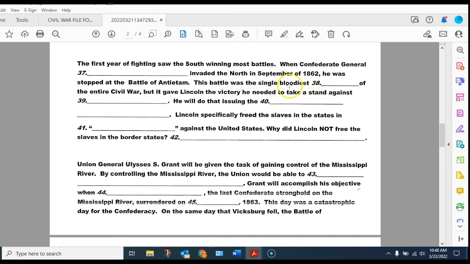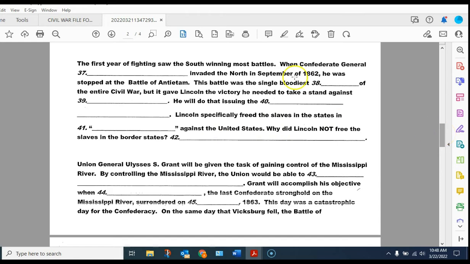This battle was the single bloodiest blank of the entire Civil War, but it gave Lincoln the victory he needed to take a stand against blank. He will do that issuing the blank. Lincoln specifically freed the slaves in the states in blank against the United States. Why did Lincoln not free the slaves in the border states?